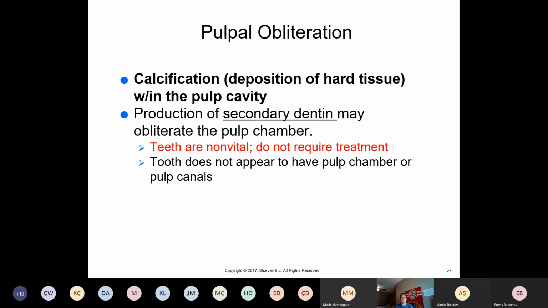Again, obliteration is that production of secondary dentin that completely obliterates the pulp chamber. In this case, the teeth are not vital because I no longer have any nerve. So there's no treatment necessary, because you can't take a nerve out of a tooth that doesn't have any nerve anymore. So it's almost like it's done a root canal on itself.